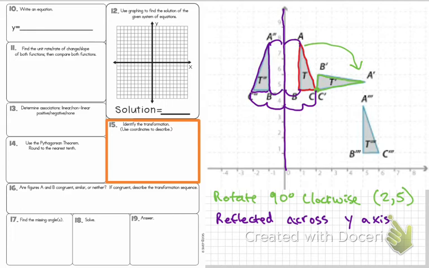My final example is going to be shape T triple primed.